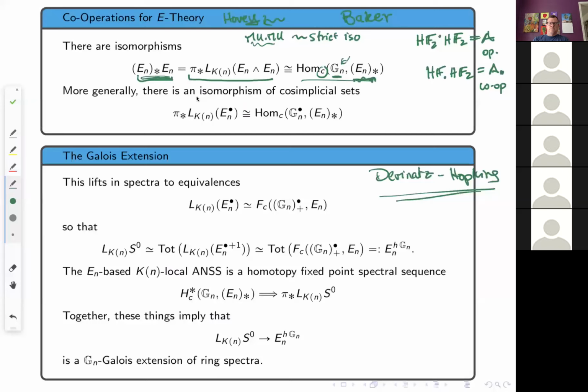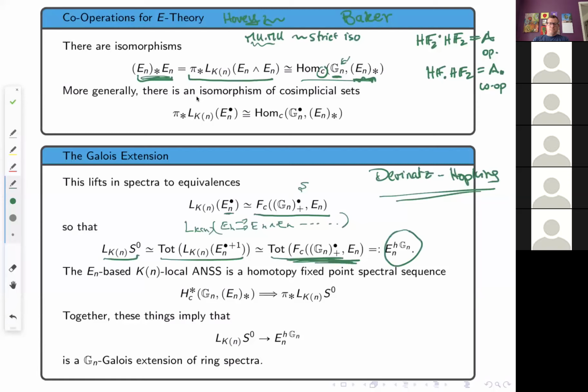So from that you take this cosimplicial gadget, E_n goes to E_n smash E_n and so on. And then you can localize this. That was this guy. Well, this thing is going to look like this cosimplicial gadget, which should remind you of the Cobar complex for cohomology. Okay. And so we had that L_K(n) S is the totalization of this. Devinatz and Hopkins proved that these two totalizations are equal, and the totalization of this thing, that's what they define to be the homotopy fixed points of E_n in terms of G_n. Okay.